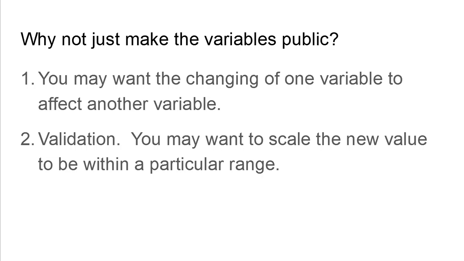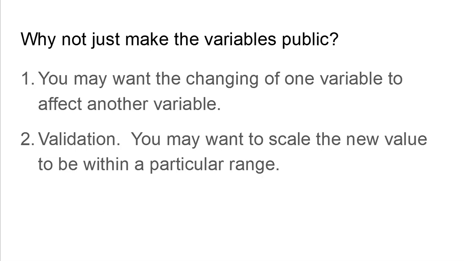The other is data validation. So imagine that if you just exposed a public variable, somebody could set it to some nonsense value, something outside the range that would be valid for that particular variable. So you could also add validation logic to a setter, so that if somebody tries to set a property to an invalid value, something outside of the range it should have, then you can clamp that or scale that or bring that value back into range.